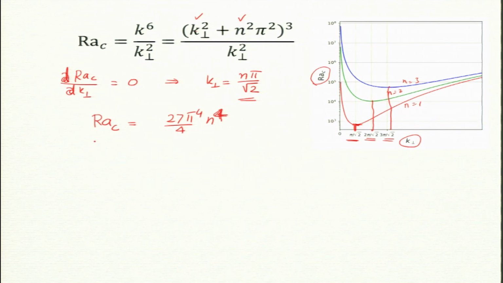Okay. So, this is my Rayleigh critical. For n equal to 1, it is 27 pi^4 by 4, which is 657.511, like that. So, for this Rayleigh critical number, my system will become unstable: the n equal to 1 mode will become unstable for this k_perp.